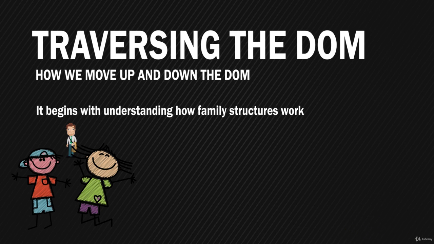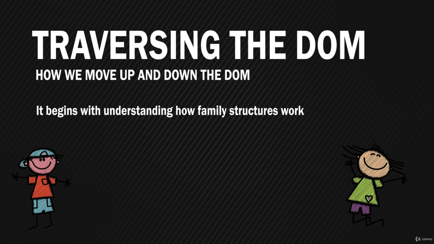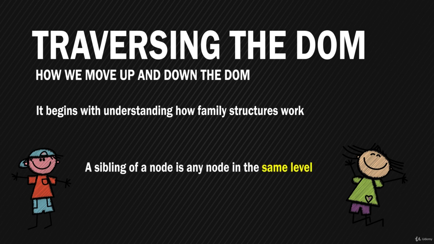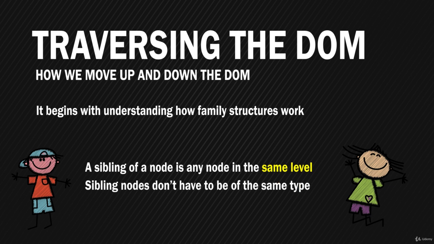So that's your children, but what about if we're looking at children within a family? Well, we know that this is now referred to as siblings. A sibling of a node is any node in the same tree level as that particular node. And what's interesting is that sibling nodes do not have to be of the same type. What do I mean? Well, this just means we can have different node types. We can have comment nodes, text nodes, element nodes. All of these can be siblings. It doesn't have to be of the same type.